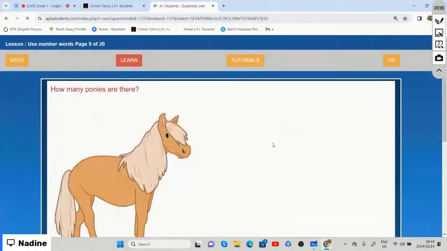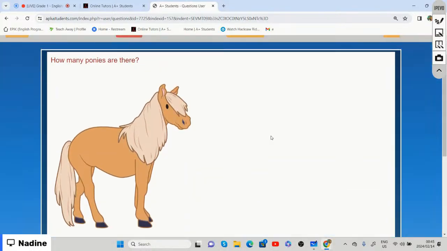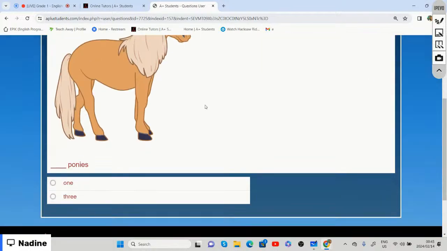And 9 is correct. How many ponies do we see in this picture? So how many ponies do we see on this picture? And if we say how many ponies we see in this picture, right, we will say we only see one pony.